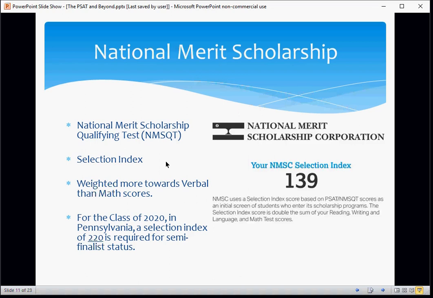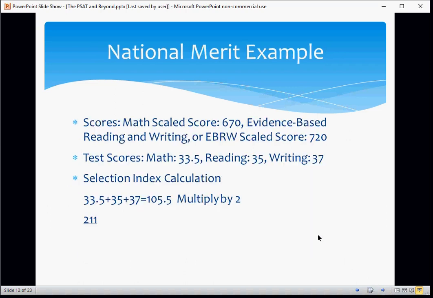So unlike on the actual test itself, where you get a score that's half math and half verbal, the National Merit number, the selection index, is actually 1/3 reading, 1/3 writing, and 1/3 math. For the class of 2020 in Pennsylvania, a selection index of 220 is what we're expecting to be the requirement to be a semifinalist. And we won't know that until September when they put the actual numbers out. But that's where we've been, and we're around that number going forward.